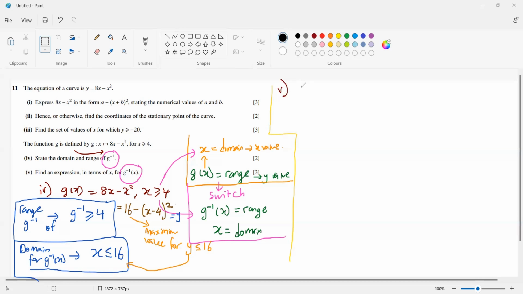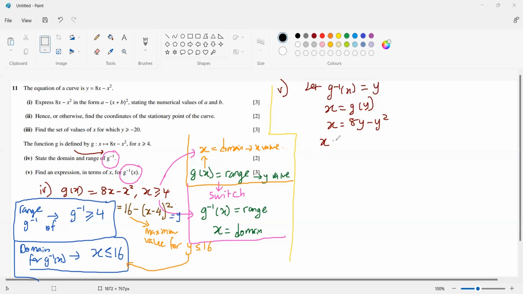Find an expression in terms of x of g negative 1x. So let g negative 1x equal to 8x minus x squared. Let's try to solve that. So what we do is, sorry, what am I writing? Let g negative 1x equal to y, so x equals to gy. Okay, let's substitute first, please. So this becomes 8y minus y squared. Now we need to make y the subject of the matter.